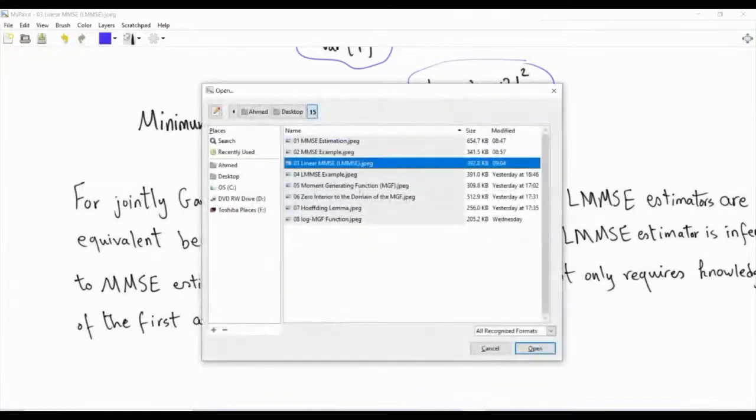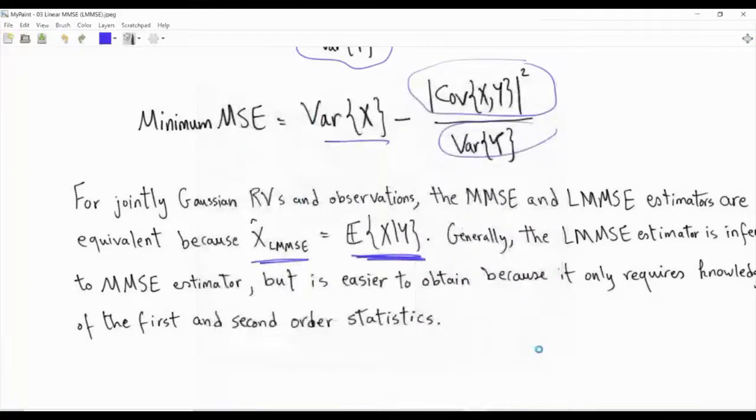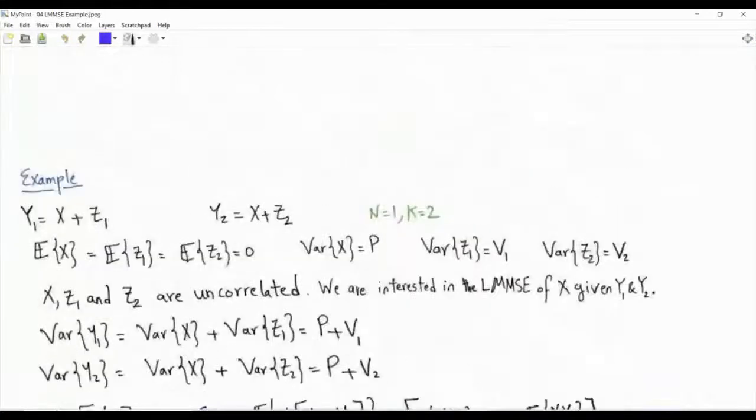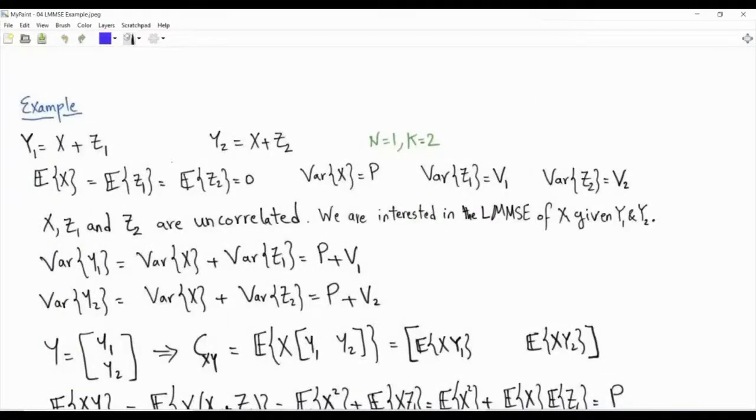Okay, an example. Let's take one random variable x, and then we have a vector y1 and y2. So we estimate one single random variable, and we have two observations, y1 and y2.